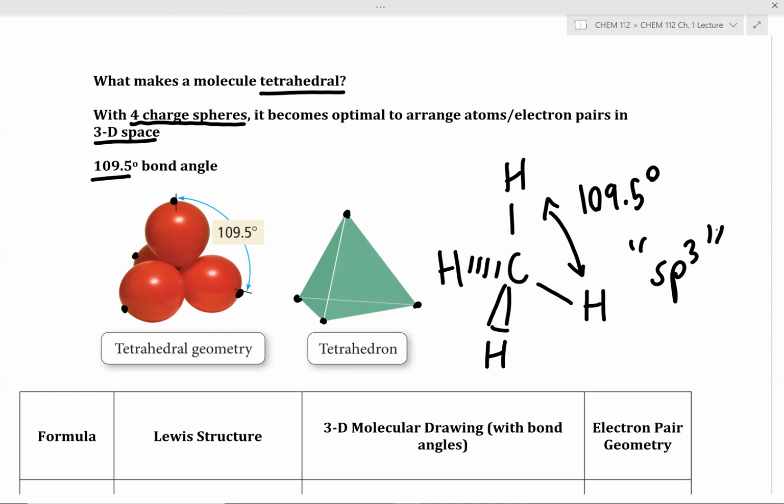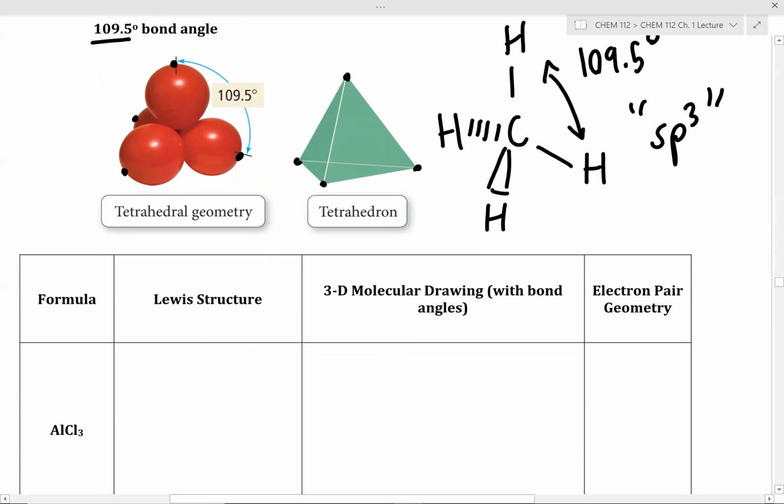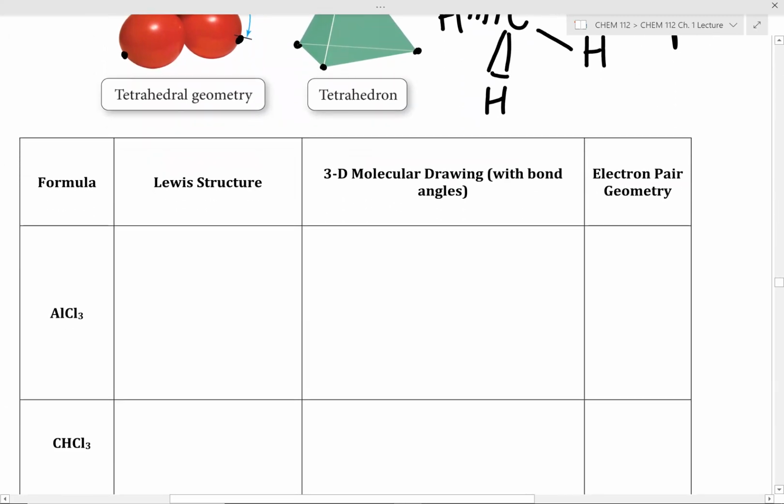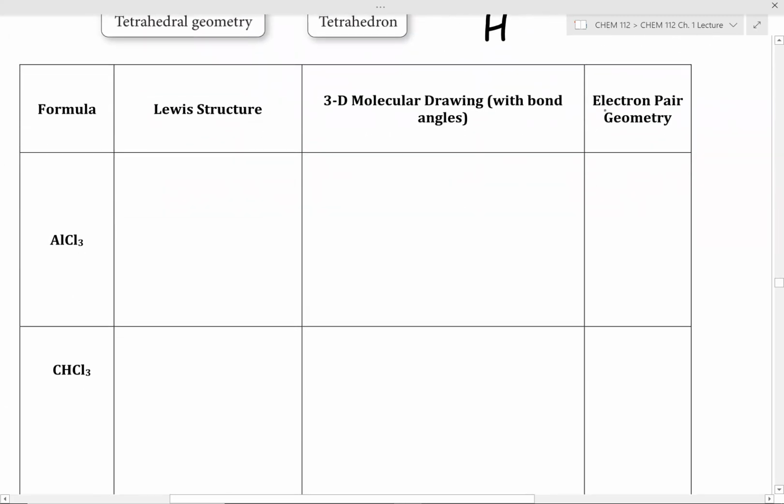Okay, so what we're going to do next is practice drawing some Lewis structures, and I want you to tell me the electron pair geometry. This is the rough shape of our molecules. I'll start us off with AlCl3. So doing some counting, aluminum contributes 3, chlorine contributes 7, and we have 3 chlorine atoms to work with. That gives us a grand total of 24.